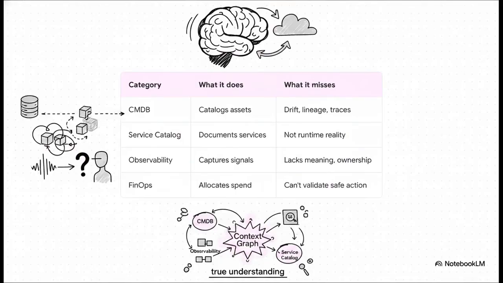Now, you might be thinking, hey, I have a CMDB, I have observability tools, but take a look at this. A CMDB tells you what assets you have, but it misses the drift and the story behind them. Observability tools give you tons of signals, but they lack the business context and the ownership. A context graph doesn't replace these tools. It's the glue that connects them all to create true, actionable understanding.